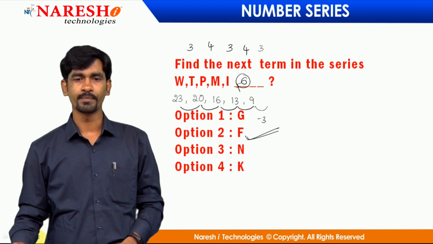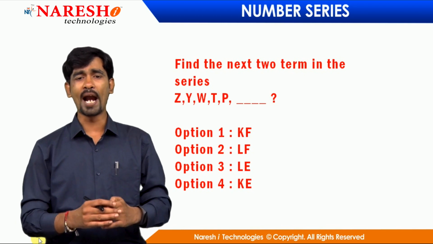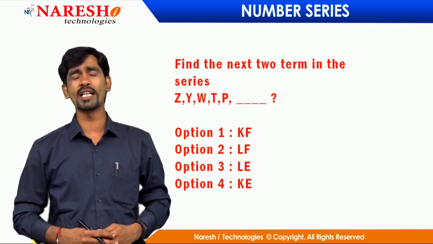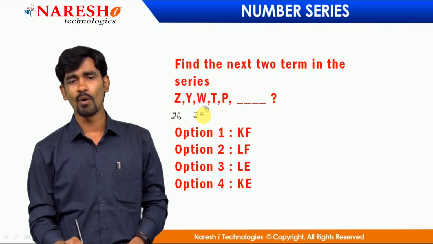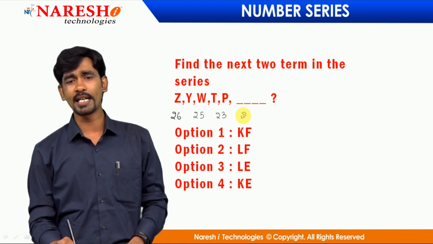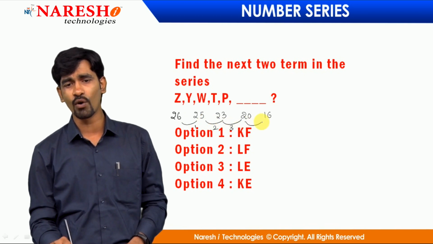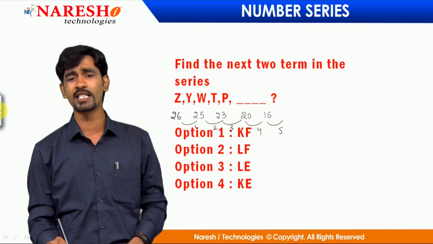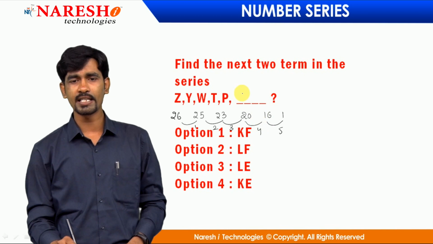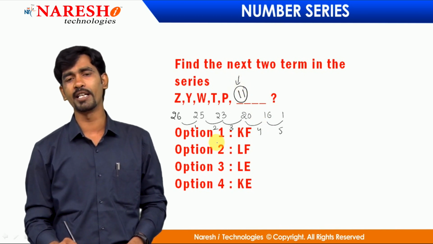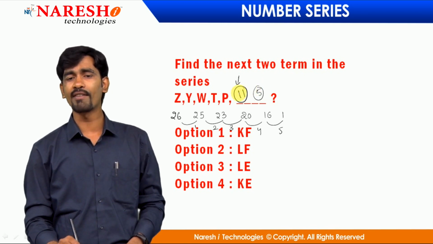So you can make your answer choice option 2. Let's look at one more question. Find the next two terms in the given sequence. Z, Y, W, T, P, we have to find the value in place of the question mark. Z is 26, Y is 25, W is 23, T is 20, P is 16. The differences are 1, 2, 3, 4. The next one will maintain a difference of 5. 16 minus 5 gives 11. And 11 minus 6 gives 5. So 11 and 5 are the next two terms.